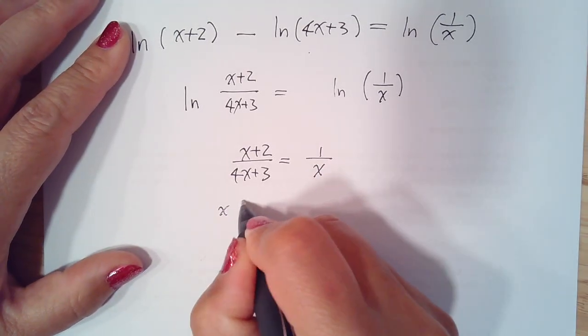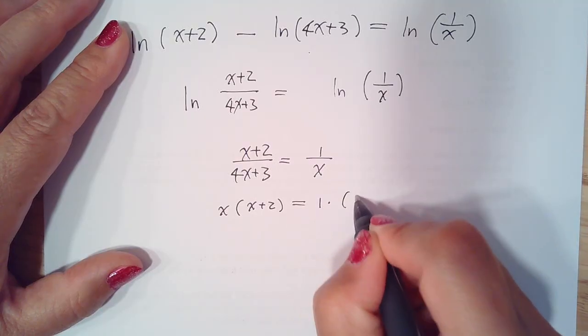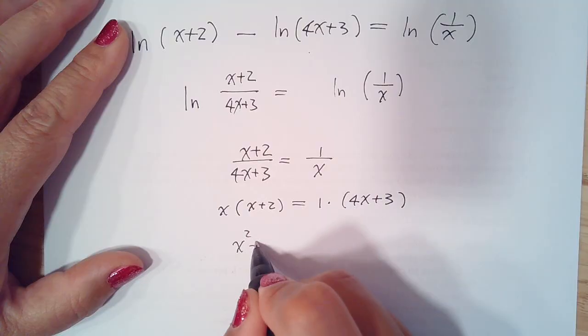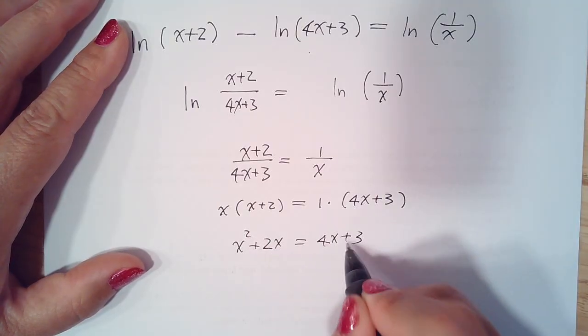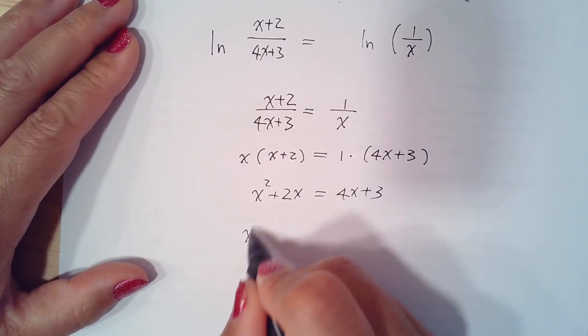So x times x plus 2 equals 1 times 4x plus 3. So that is x squared plus 2x, and the right side is 4x plus 3. I move everything to the left side. I subtract 4x, so I get x squared.